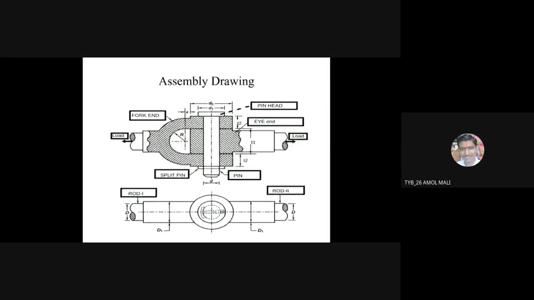Okay, have you understood how this joint looks like and what we have to actually do in case of designing of the joint? Yes, sir. Okay, then Omkar Pawar. Thank you, Amol, you can unmute yourself. Yes, sir. Okay, have you understood how the drawing looks like and what we have to design and what dimensions we have to find out? Yes, sir. Okay, we'll go further now.